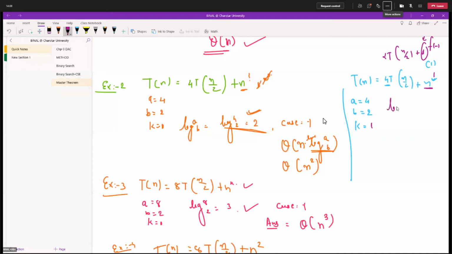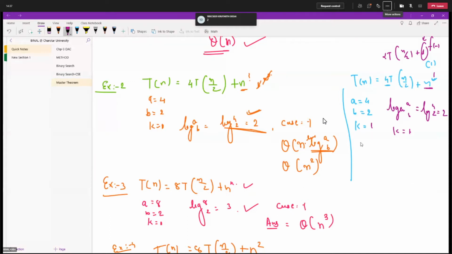So what do we have to find? We have to compare k with log a base b. What is the value of log a base b? 2. Good. So here we have 2. Now tell me which case is satisfied over here?